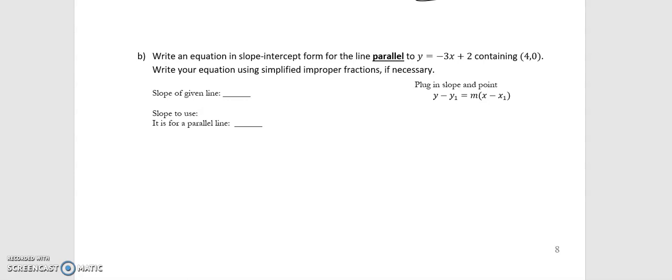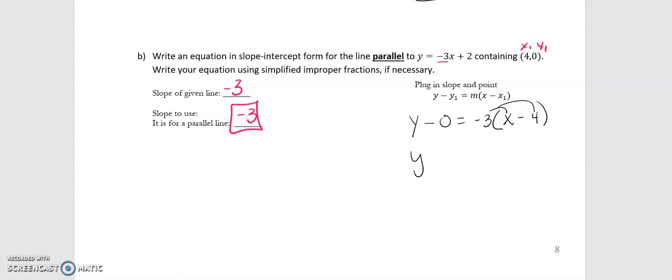So on this one, we have a slope that's -3, and we want parallel. So we're going to keep that slope the same. And our coordinates, again, are 4 and 0. So it is y minus 0 equals -3, x minus 4. And we're going to go ahead and distribute. And watch your signs. Negative times a negative should be a +12. And we are done. Nothing to add or subtract to get y alone.